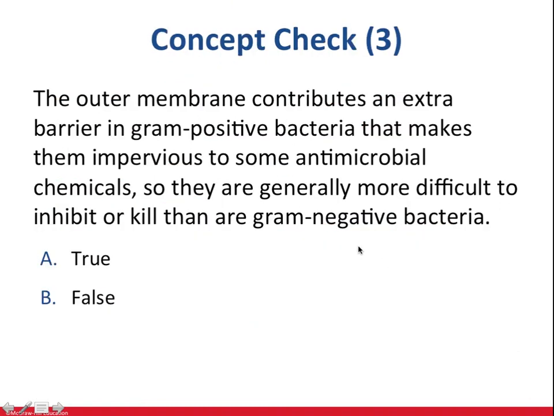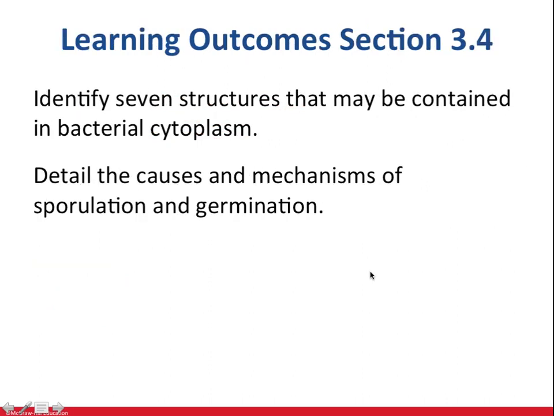Now let's work on this question. The outer membrane contributes an extra barrier in gram-positive bacteria that make them impervious. So we don't have to read the other part. If we read this part, this is wrong, because the outer membrane is for the gram-negative cells. It's not for the gram-positive cells, so this is false.